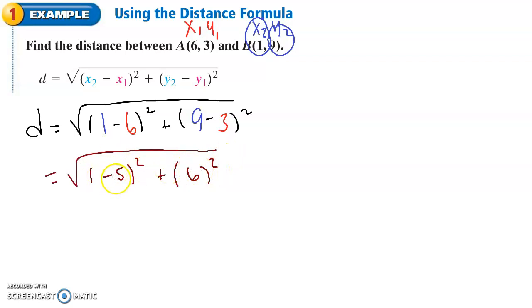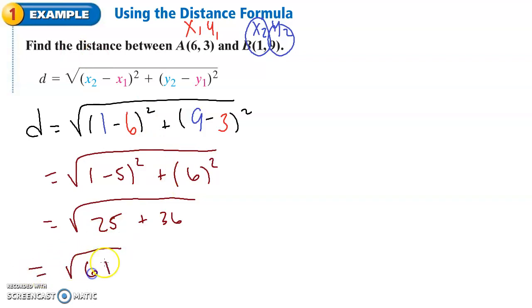Now notice we have negative 5 squared, but because it is in the square, we can go ahead and multiply negative 5 times negative 5 is positive 25, plus 6 times 6 is 36. I go ahead and add these together, and I get the square root of 61. Now, 61 is not a perfect square, so if I take a calculator and round to the nearest tenth, I'm going to get 7.8. So this distance is approximately 7.8 units.